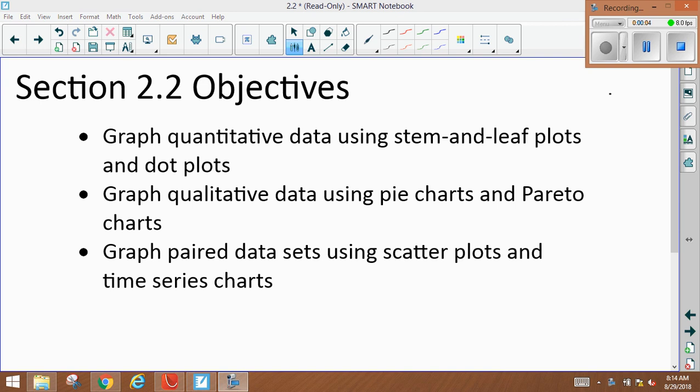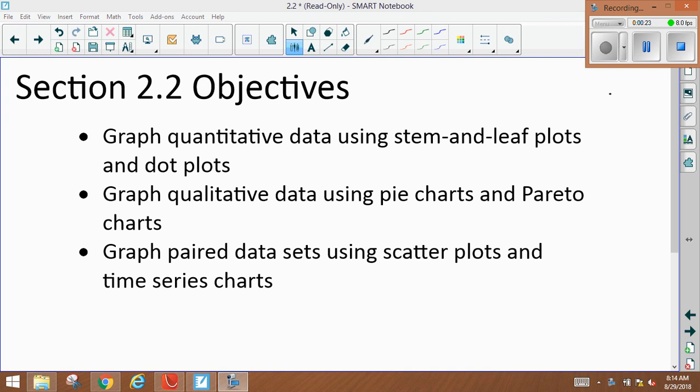2.2, we're going to graph some quantitative data, right? So we're going to graph some numbers. We're going to learn about stem and leaf plots. You could also just call it a stem plot. So I'll probably call it a stem plot. Same thing as a stem and leaf plot, okay? We'll look at dot plots.